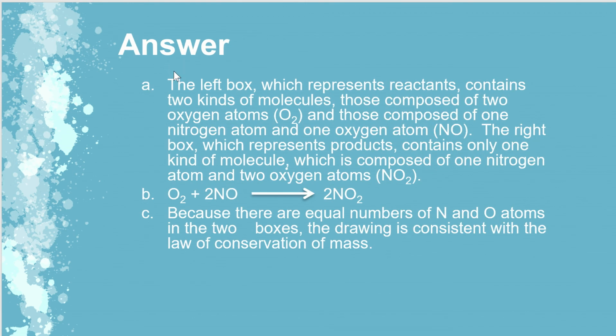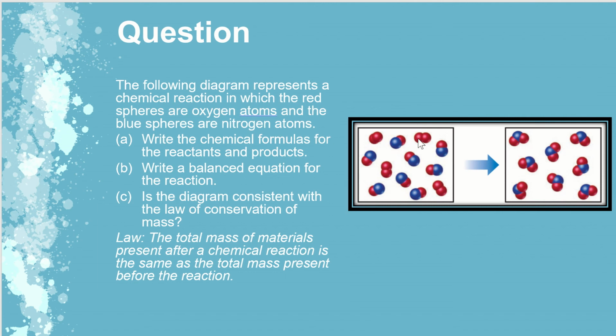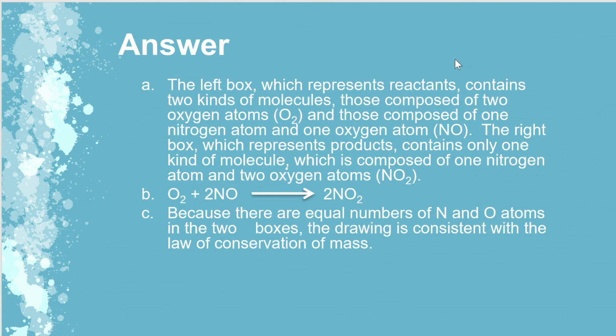All right, so the answer is that the left box, which represents the reactants, contains 2 kinds of molecules. Those composed of 2 oxygen atoms, which is O2, and those composed of a nitrogen atom and 1 oxygen atom. So let's go back to it. We have oxygen, oxygen, nitrogen, oxygen, right? So that is why we have O2 and NO.